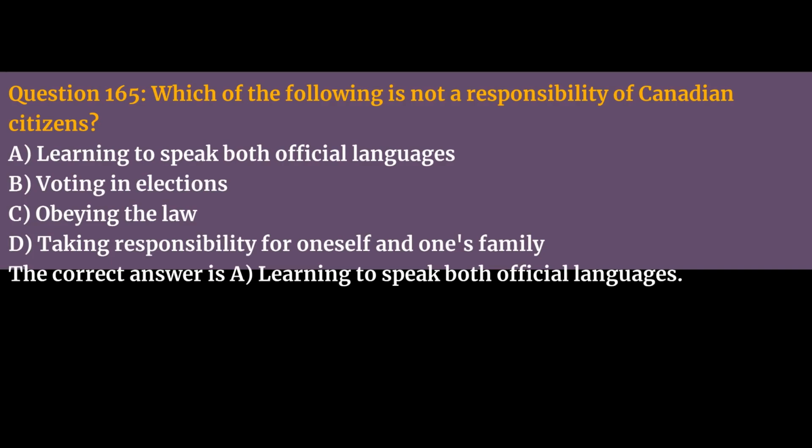Question 165. Which of the following is not a responsibility of Canadian citizens? A. Learning to speak both official languages. B. Voting in elections. C. Obeying the law. D. Taking responsibility for oneself and one's family. The correct answer is A. Learning to speak both official languages.